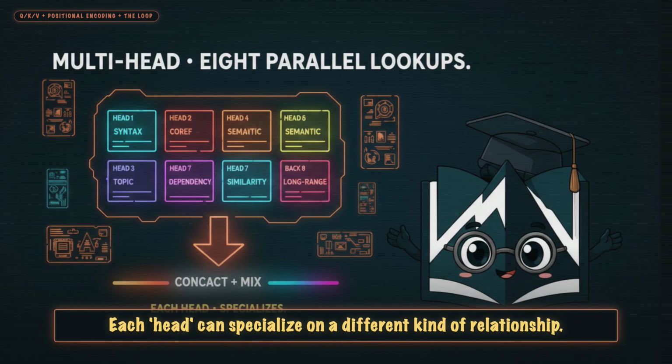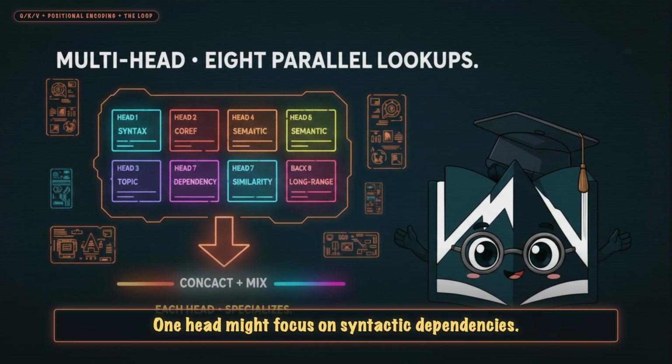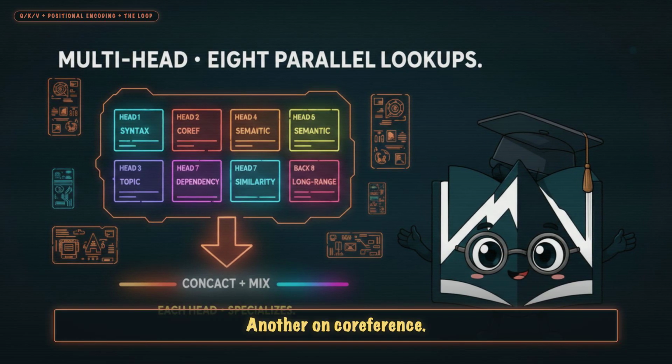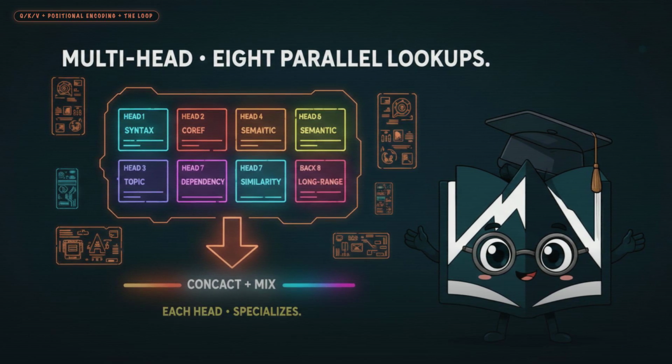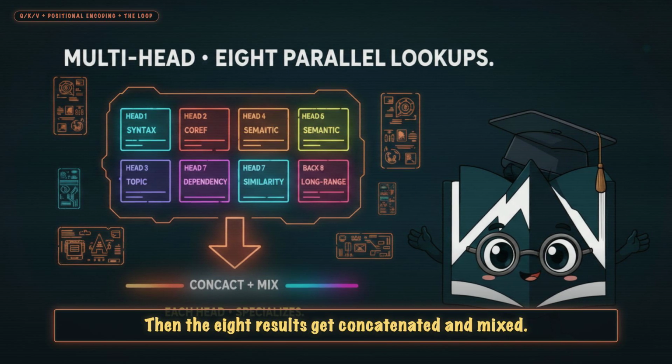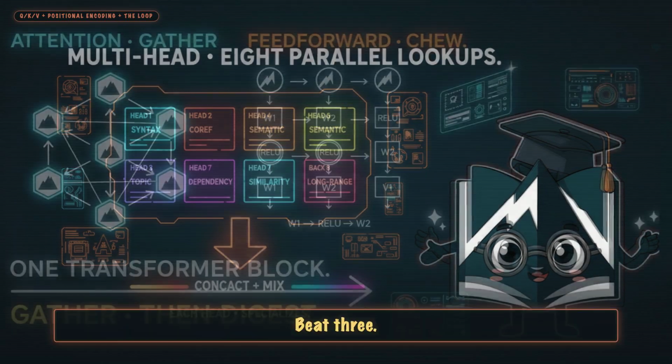Each head can specialize on a different kind of relationship. One head might focus on syntactic dependencies, another on coreference, another on topical similarity. Then the 8 results get concatenated and mixed. That's multi-head attention. Beat 3.